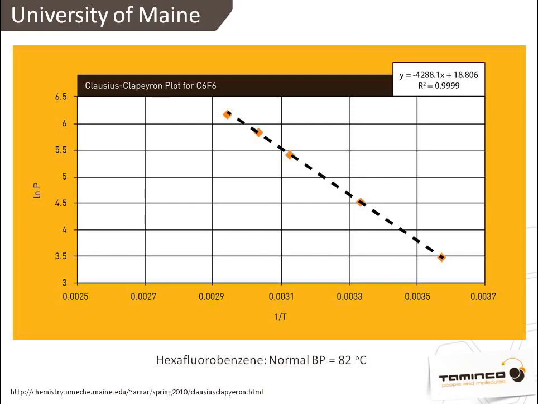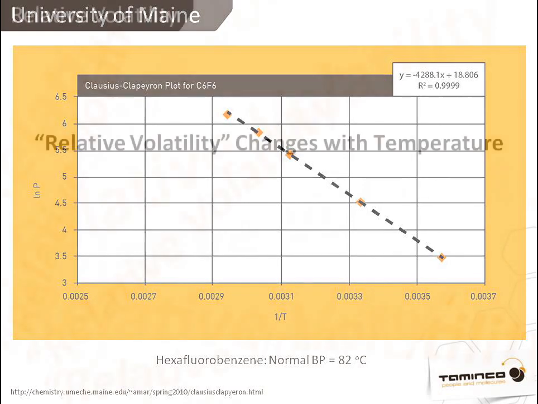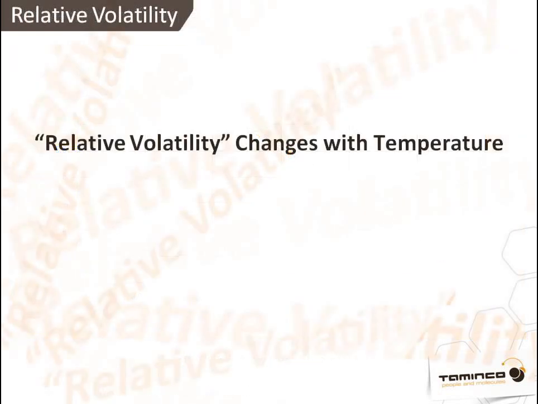Now, one important point to remember, and it's a little bit counterintuitive, is the idea that relative volatility changes with temperature, and relative volatility can actually invert with temperature. Relative volatility is the vapor pressure of one molecule divided by the vapor pressure of another molecule or solution or material at a given temperature.